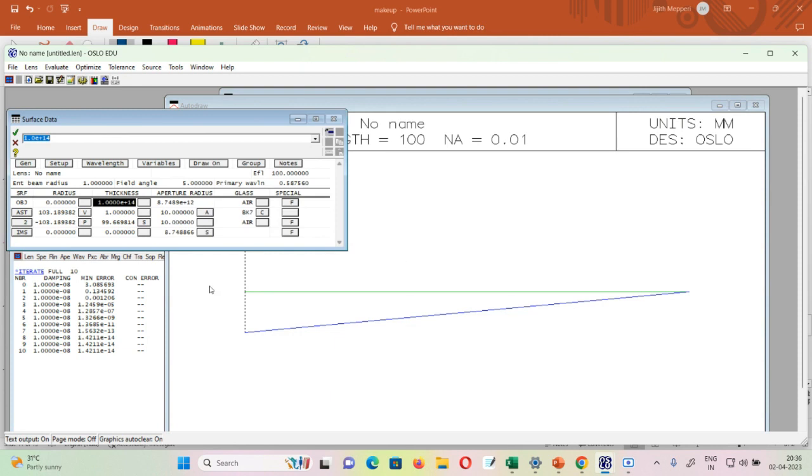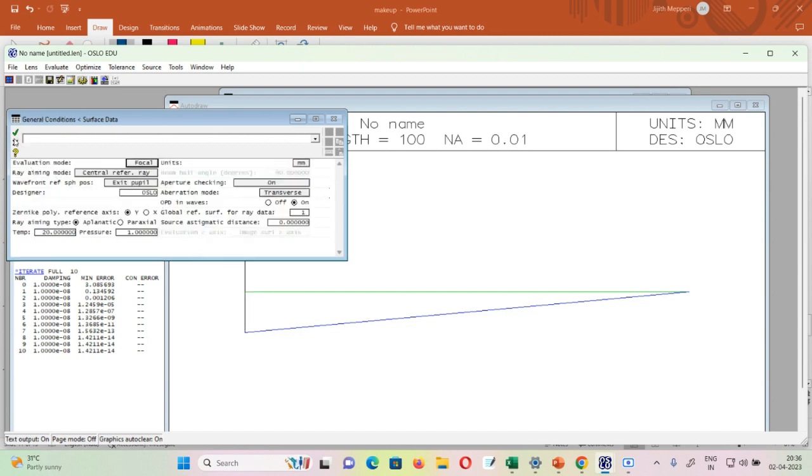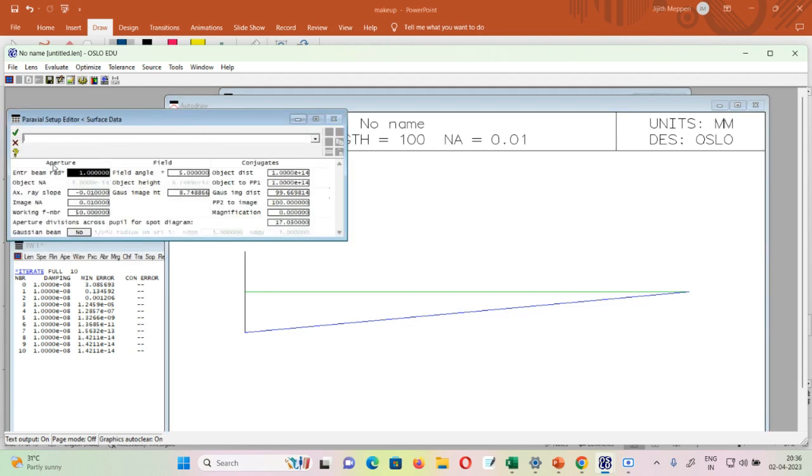Now I want to show this: 99.669814. If you go here, you can see the parameter object distance to PP1. PP1 means principal plane 1. This comes in because we are dealing with a thick lens. The object distance to PP1 is 1 into 10 raised to 14, which is almost the same, and the image distance is 99.66984.